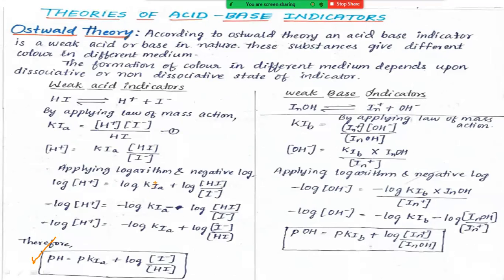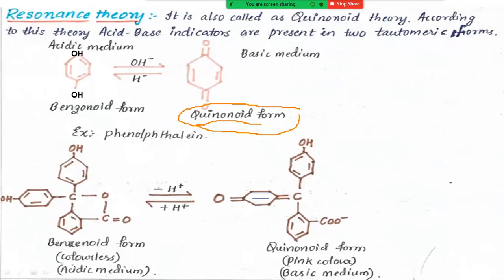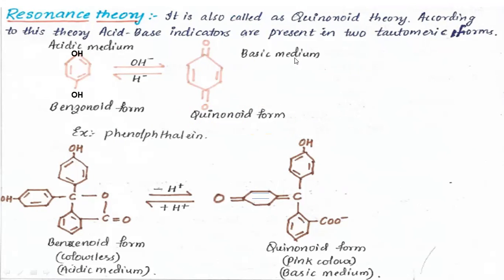So this is about the Ostwald theory, and the second theory is called the resonance theory, which is also called the quinoid theory. Why? Because here the quinoid form is formed, so it is called the quinoid theory or resonance theory. Why is it called resonance? Because here a separate mechanism called tautomerism occurs in these compounds. So this is called the resonance theory, and resonance takes place.